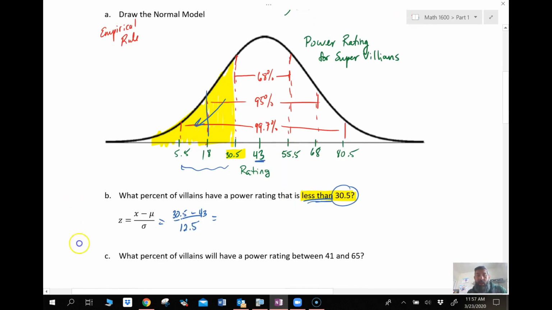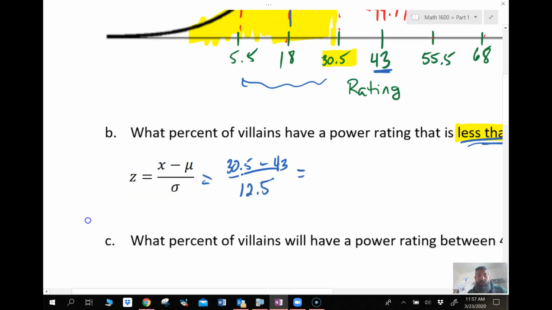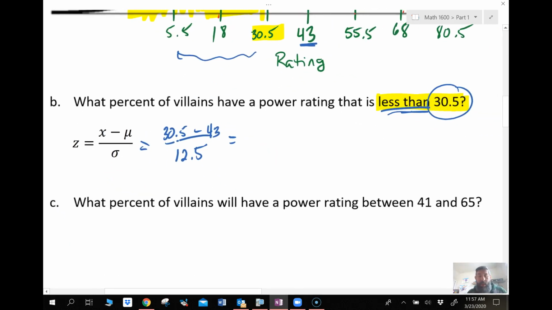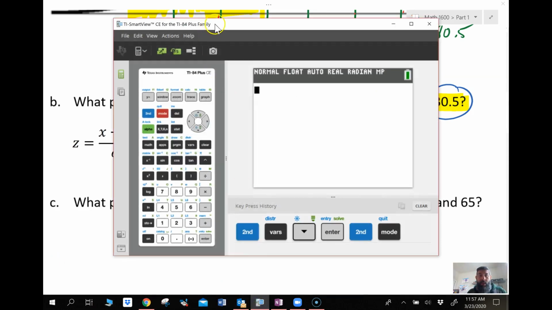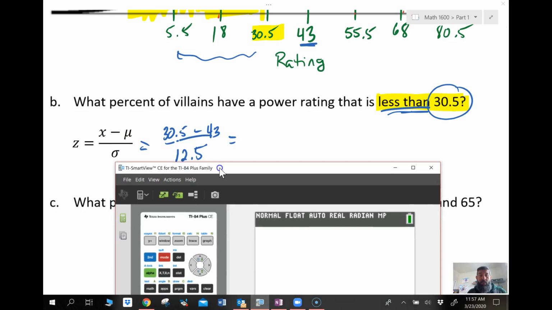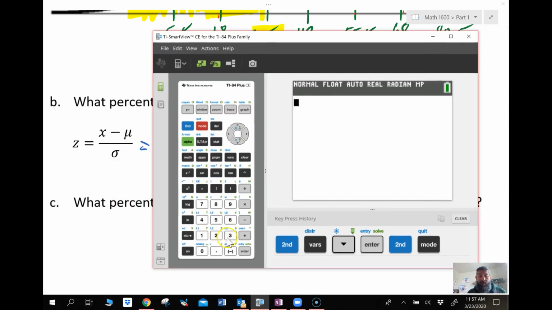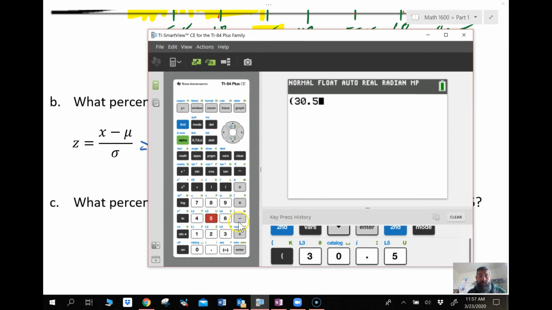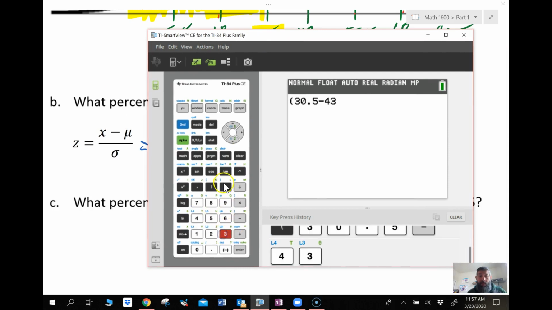So now we're going to do some calculation. I'm going to zoom in on just this work here so we can see that. All right, so now I have my calculator here. Bam. And I'm just going to do this calculation really quickly. With this, I'm going to do parentheses, 30.5 minus 43. Close the parentheses, divided by 12.5. I should get negative 1.